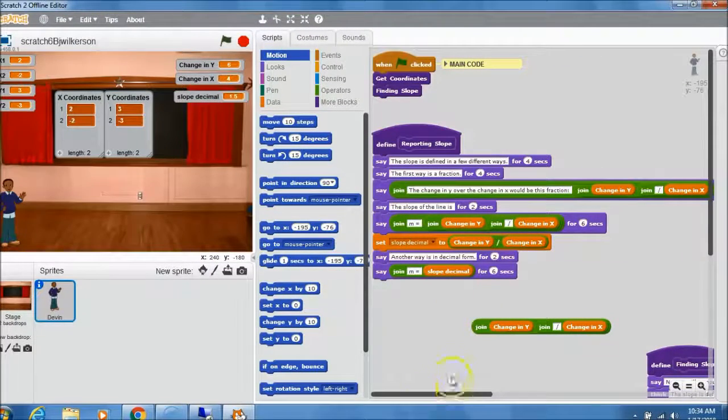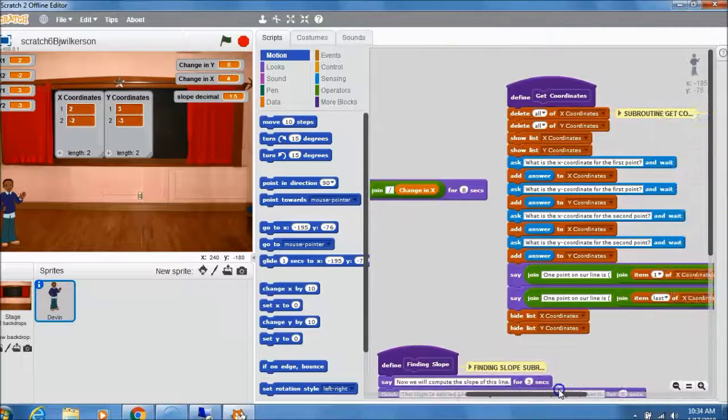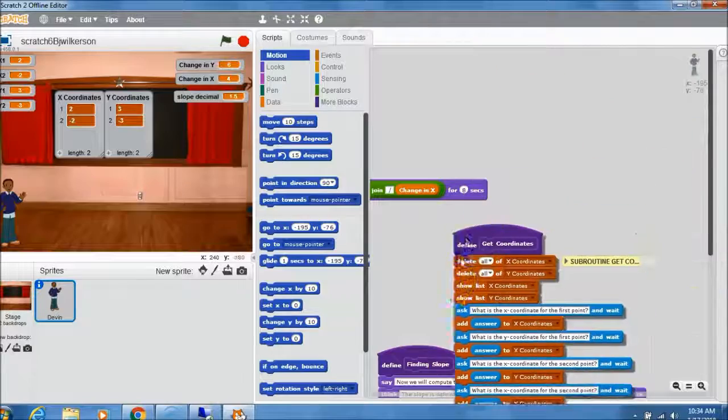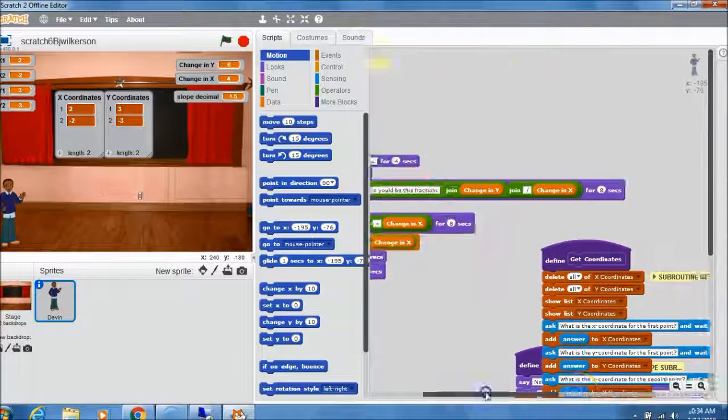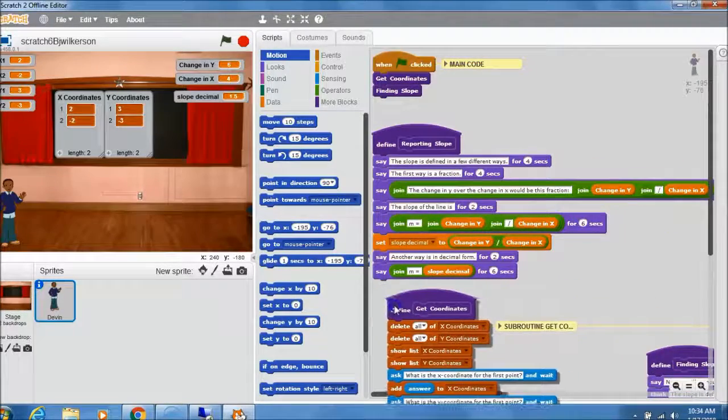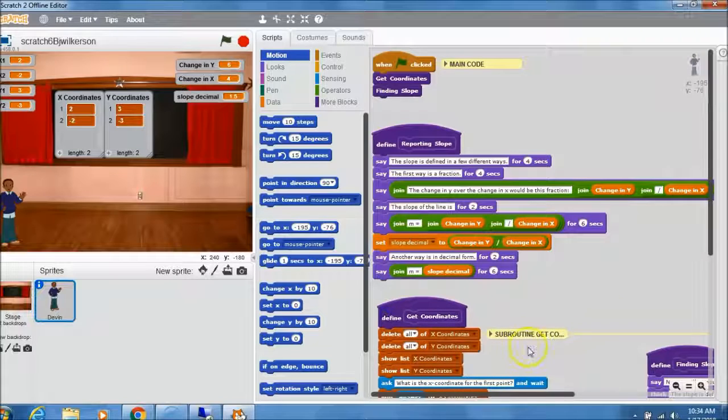Okay, so let's kind of wrap this one up here. We have done a lot of work. I'm going to get rid of this unneeded block here. And we should clean things up. We've got different subroutines here, and I want to get those to where they're easy to see and get to.